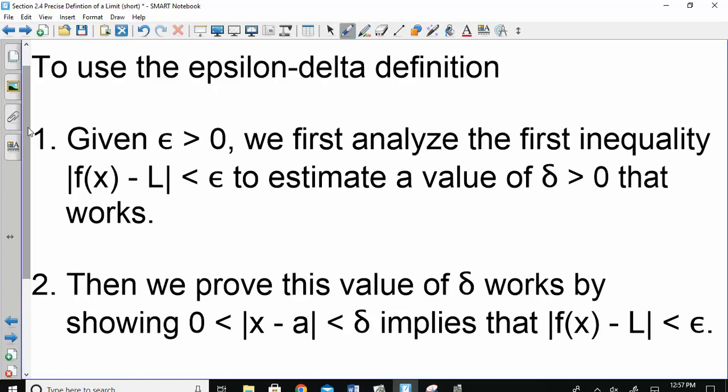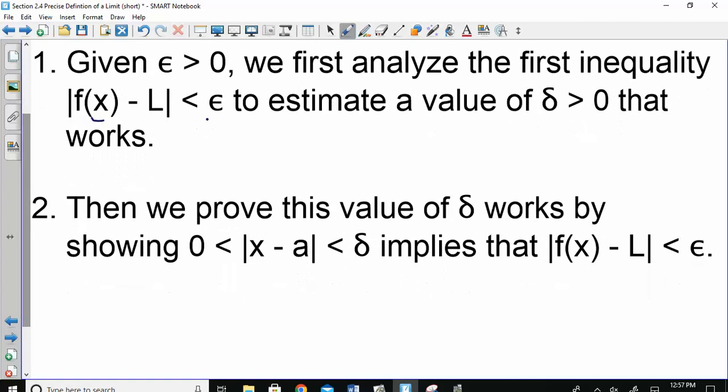So if epsilon is greater than 0, because remember, epsilon is your distance from y, and distance is always positive, then we'll start with the absolute value of f of x minus L is less than epsilon, kind of like we did here. And we're going to work that out to figure out how close x has to be. So that's kind of like our scratch work. We're doing that on our own beforehand. Then we will actually do the proof of this statement.